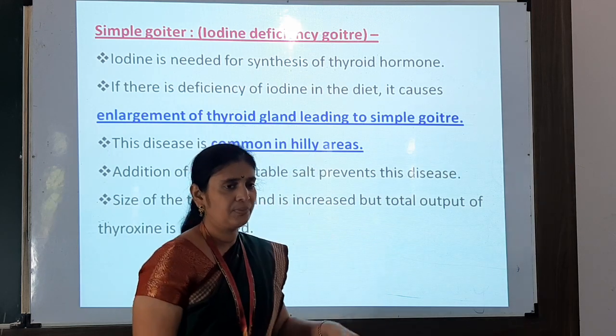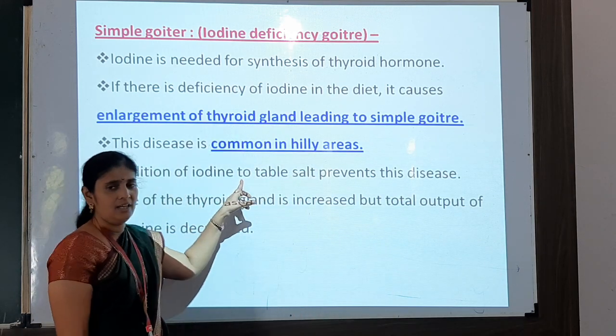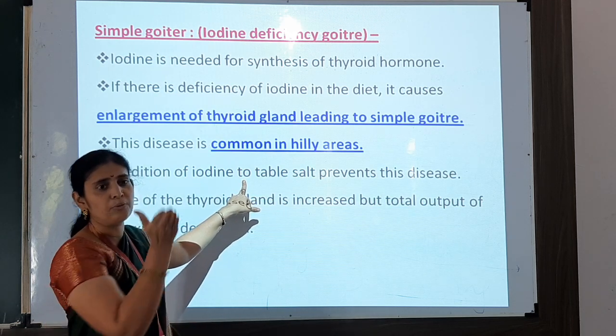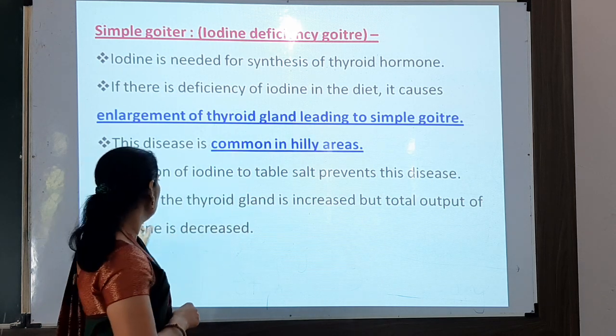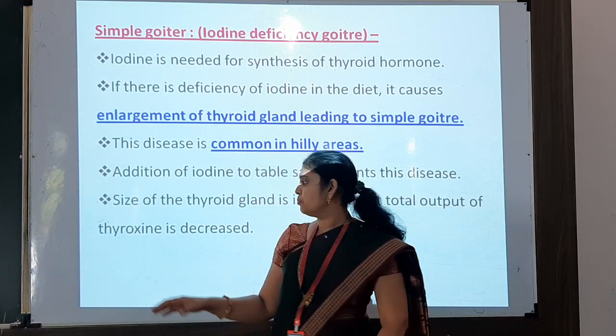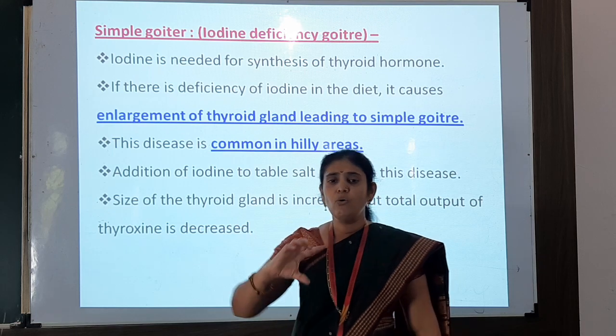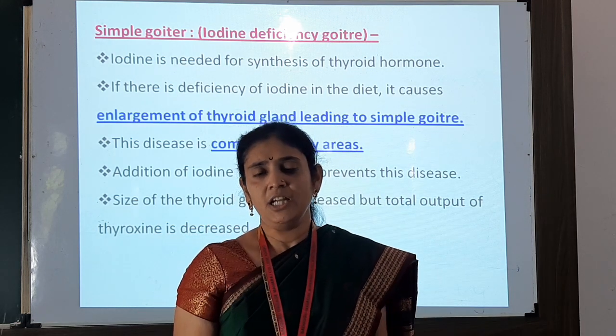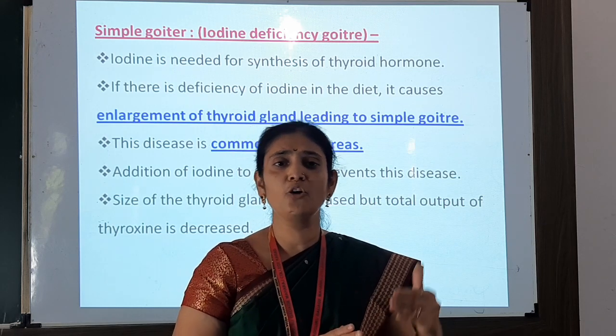So here in salt this iodine can be added, and we are eating that iodinated salt. So, to prevent this formation of simple goiter: the size of the thyroid gland is increased, but total output of thyroxine is decreased. Only there is enlargement of thyroid gland. No thyroxine production takes place due to the deficiency of iodine.